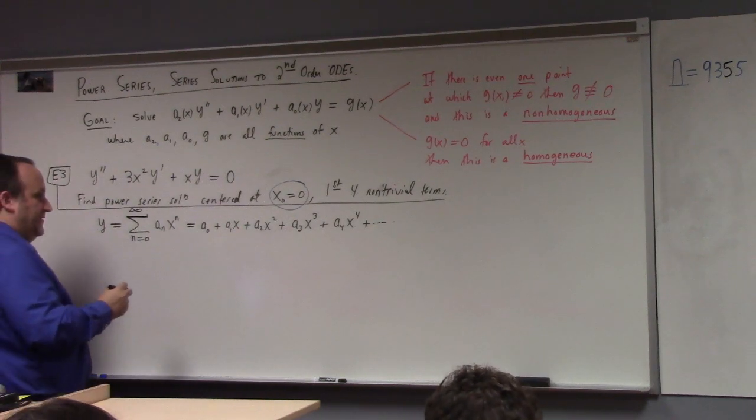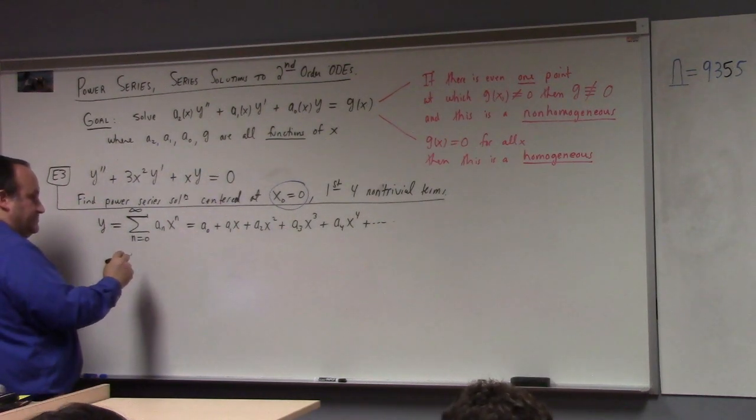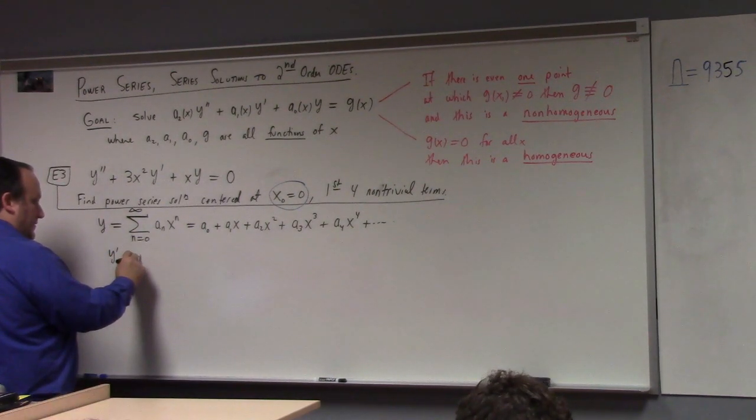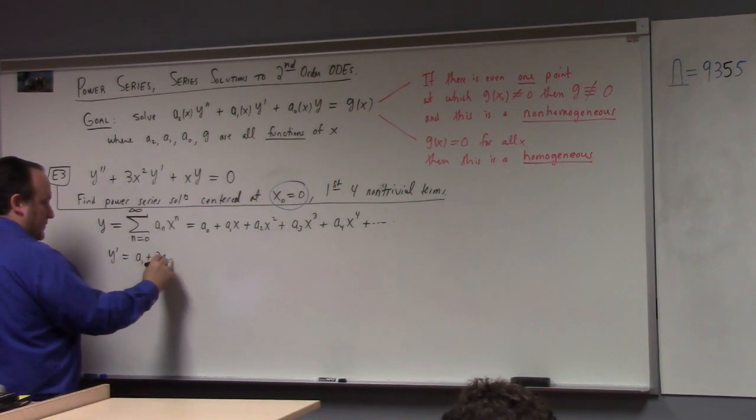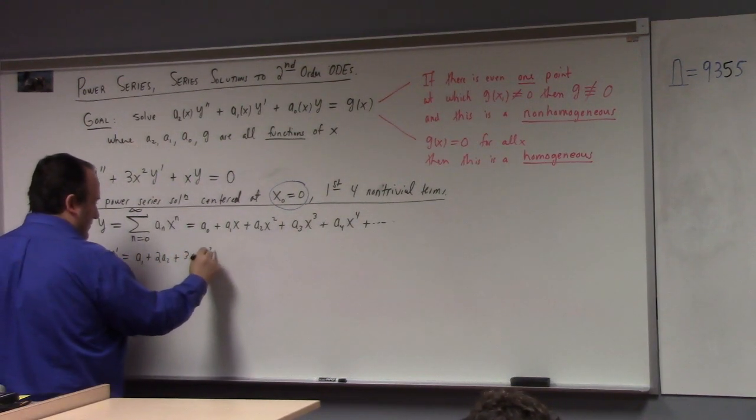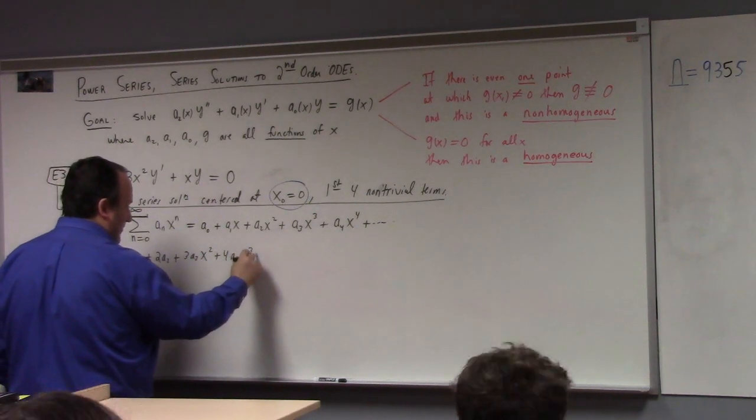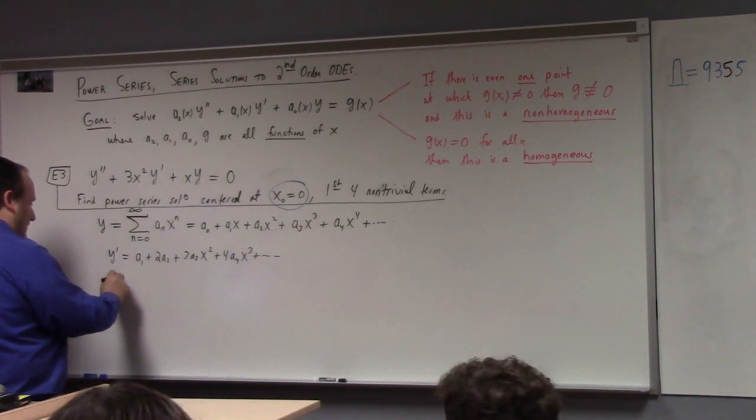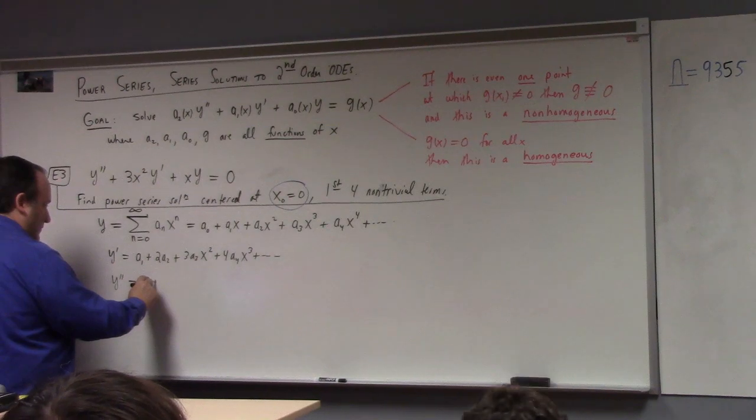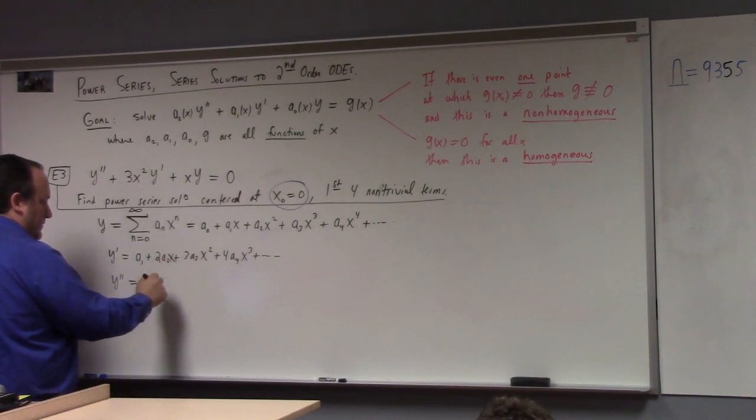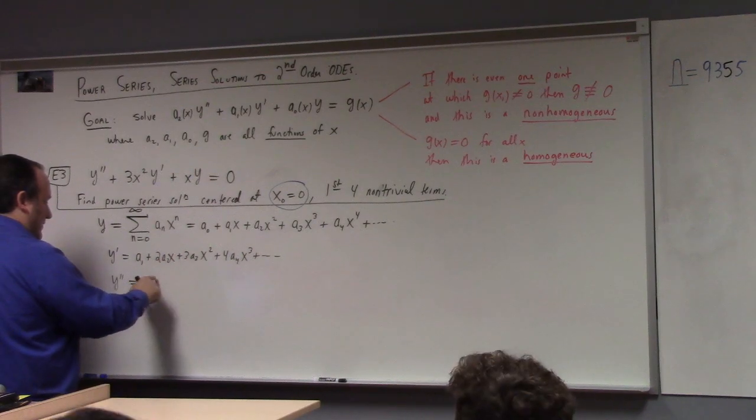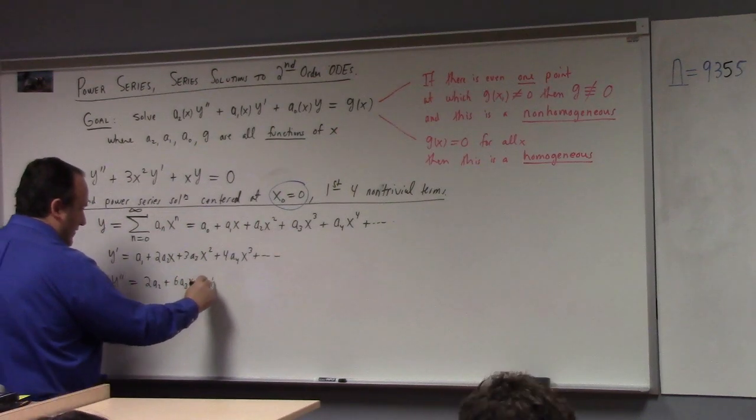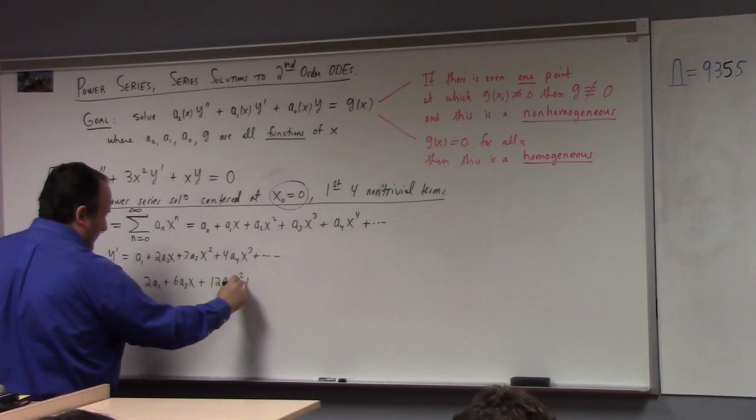And then we differentiate this thing, right? So y prime is a1 plus 2a2x plus 3a3x squared plus 4a4x to the third power. Then we take the second derivative. We get 2a2, plus 6a3x, plus 12a4x squared, and so forth and so on, right?